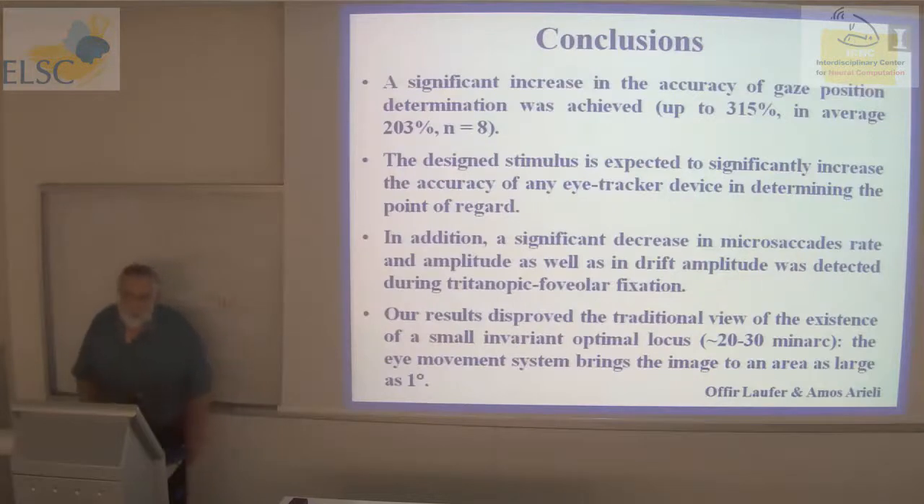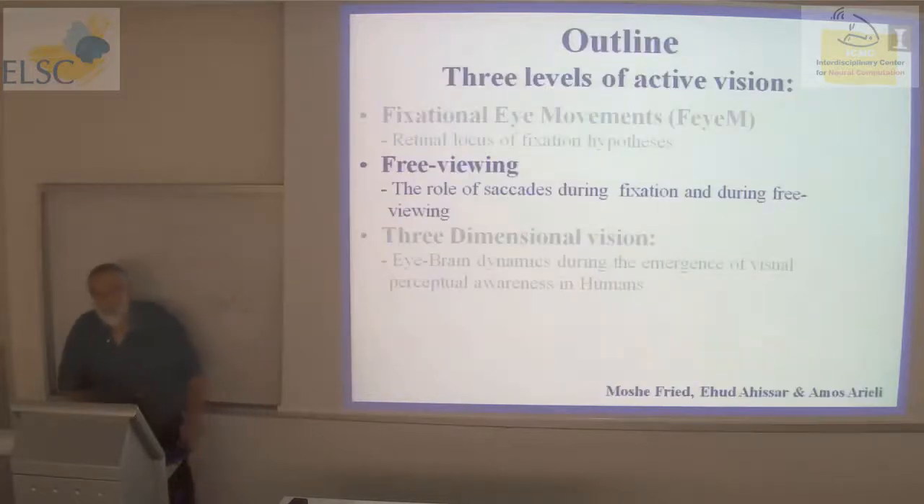So to conclude this kind of experiment, a significant increase in the accuracy of gaze position, up to 3 times, is achieved by this special stimuli. This can improve almost any eye tracker in the world just by using this very simple special delivery stimuli. The calibration takes the same time as using regular stimuli. In addition, we find a significant decrease in microsaccade rate and amplitude, as well as in drift amplitude. And our results, we can say strictly, disprove the traditional view of the existence of a small invariant optimal locus that the eye is using, and when you go out of it, you intentionally do a microsaccade in order to go back into it. So this is during fixation.